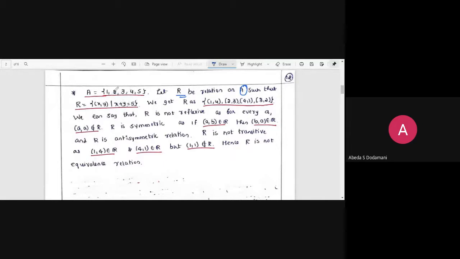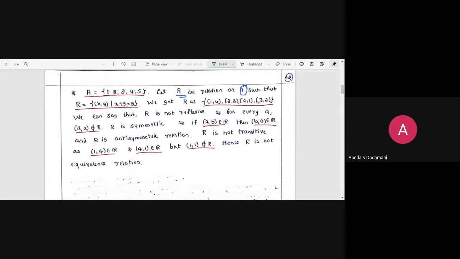Sum must be 5. So I can take 1 and 4, I can take 2 and 3, I can take 3 and 2, and even I can take 4 and 1. These are the possible elements which we can take as a pair: 1 4, 2 3, 4 1 and 3 2.